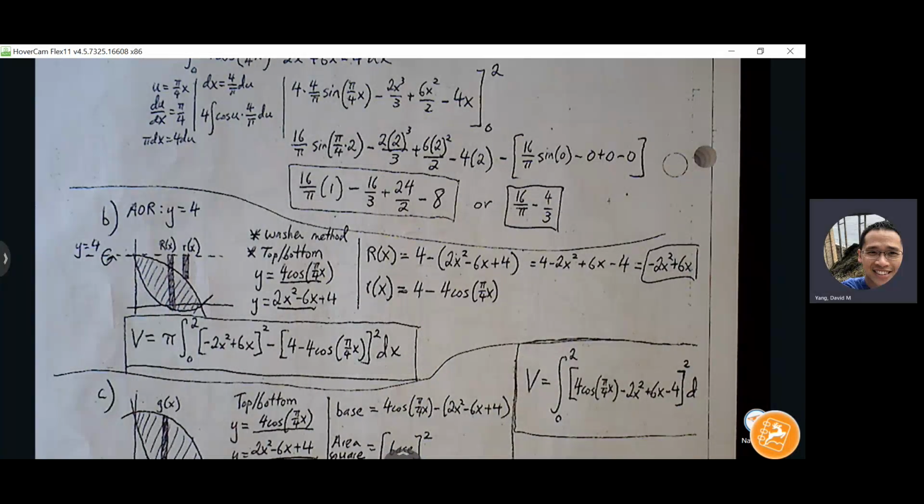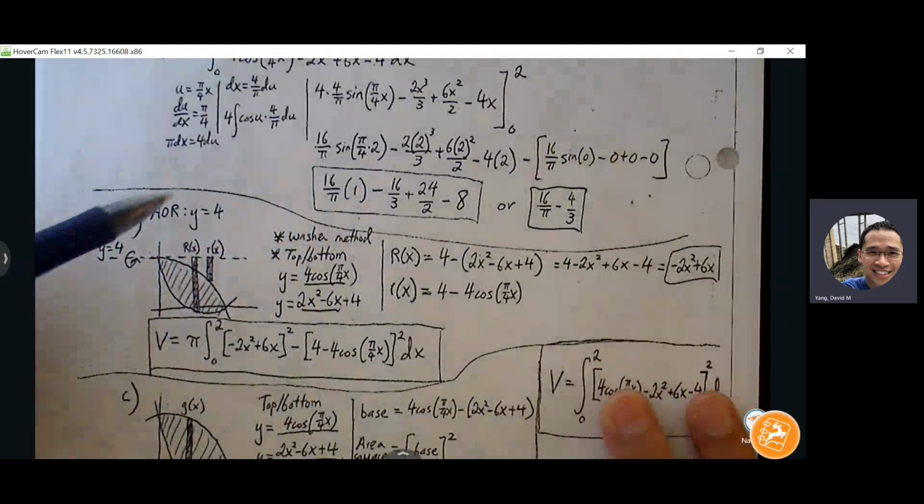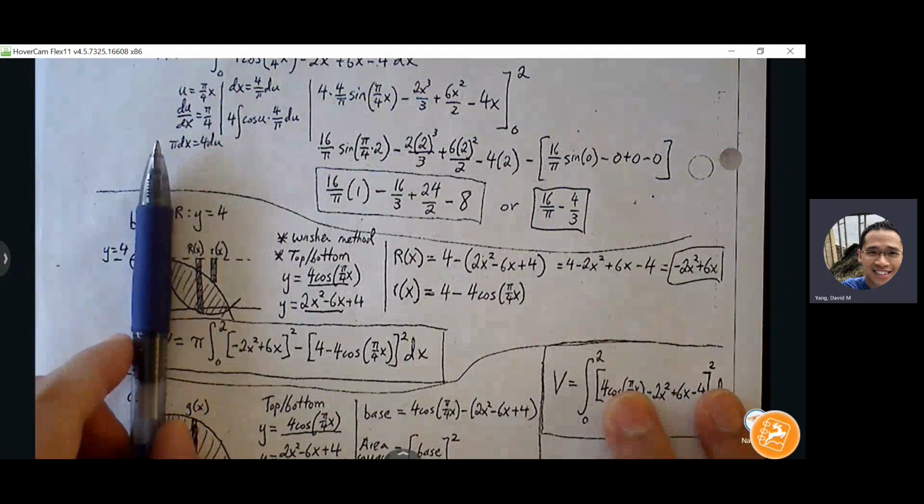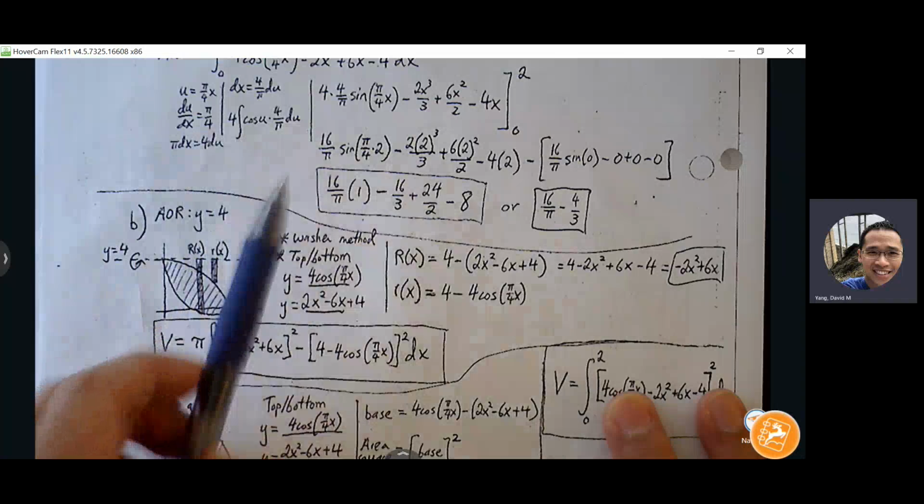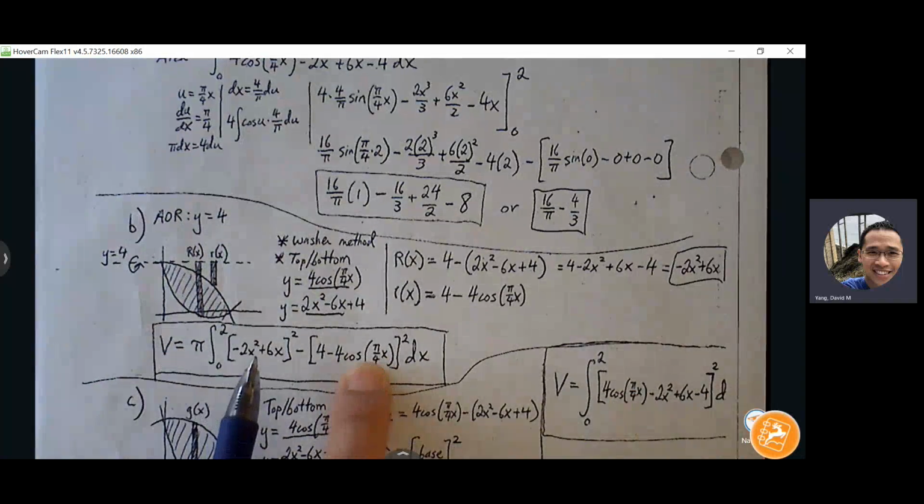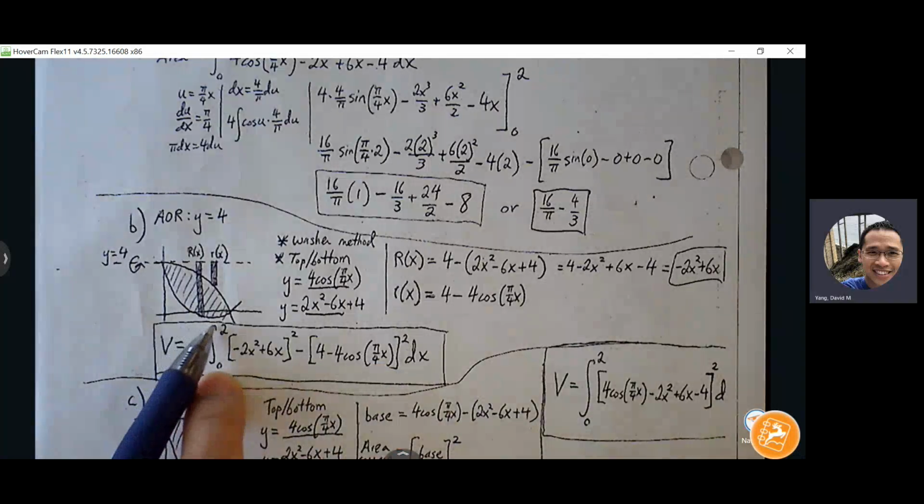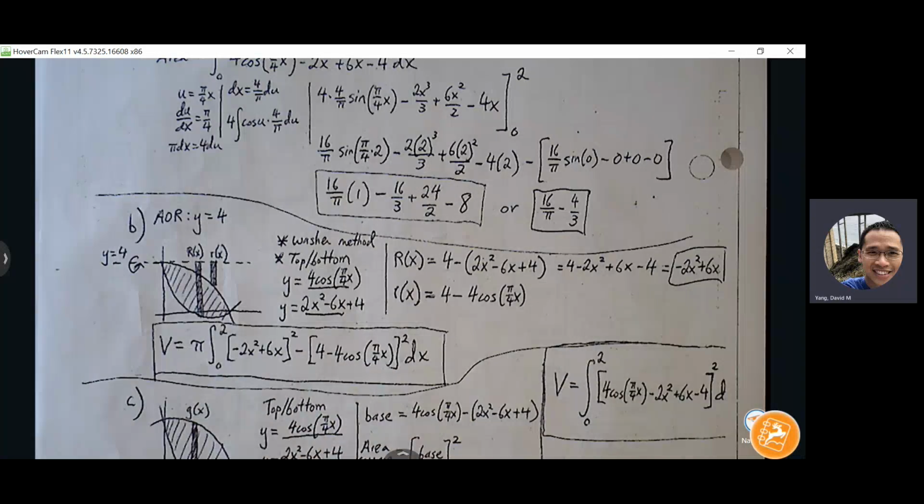Okay. Once you have your big R and little r, you can put them into the washer method formula. Volume is pi times the definite integral from 0 to 2, because we're stacking these circular discs from this side all the way to this side. So we're looking at x values. And also a reminder: you see x values here, so I have to use x variables here. I can't have y variables here and x variables there. I've got to have everything matching with the same variable.